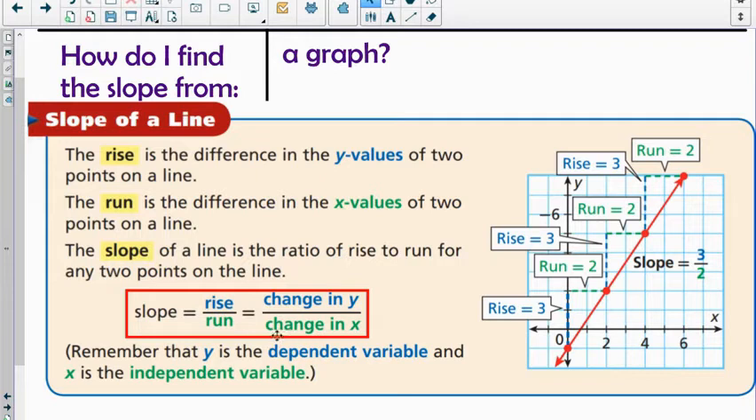So let's talk about what it means by rise and run. The rise is the difference in the y values of any 2 points on a line. That's also called the change in y, as in the change in the y values. Now we don't have any numbers over here to go off of, that'll come up later, but if we look at the rise between any 2 points, all we have to do is count the vertical change. So in other words, count straight up.